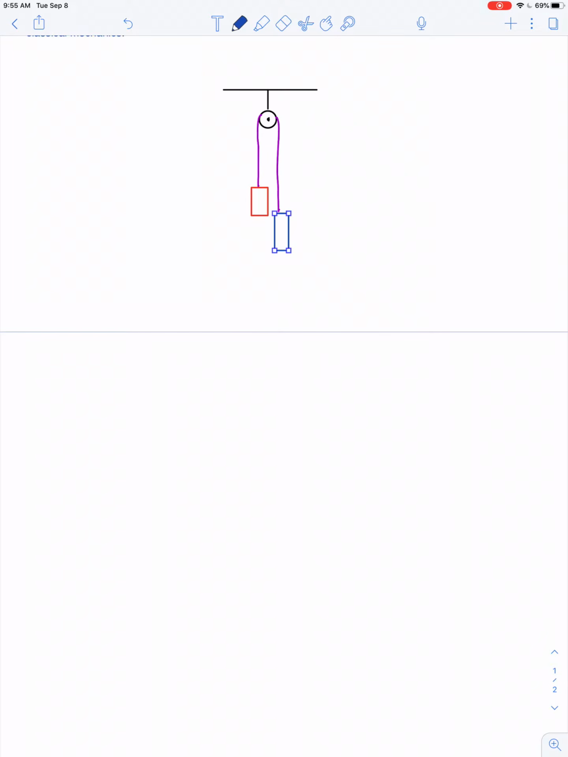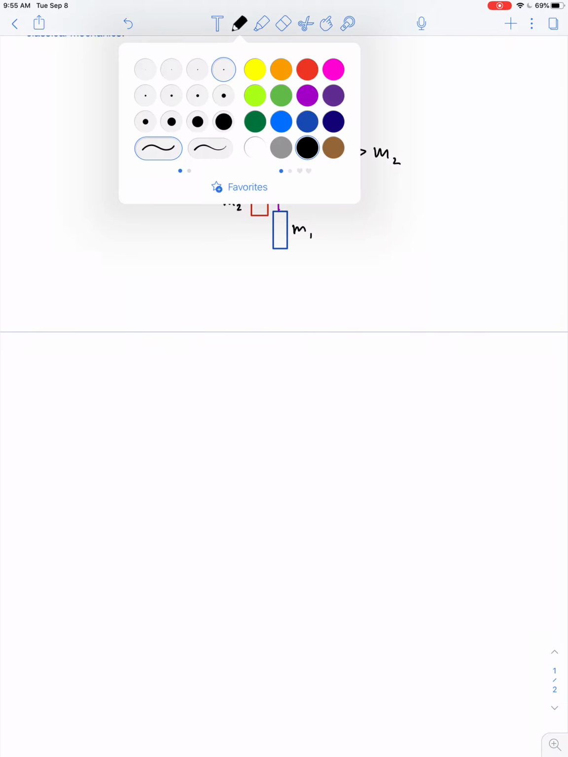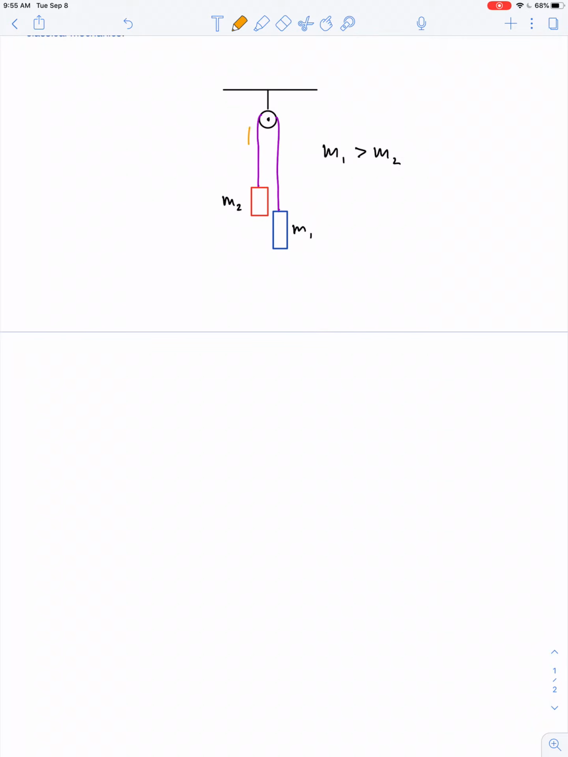I guess this is somehow related to a dumbwaiter, if you're familiar with that. Okay, so let's call the blue one M1 and the red one M2. And for the sake of this problem, let's assume that M1 is larger than M2. If that's the case and the system is released from rest, then it's going to have an acceleration such that M2 accelerates upward and M1 accelerates downward.